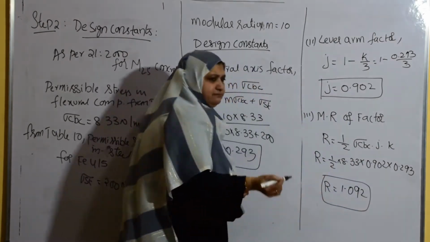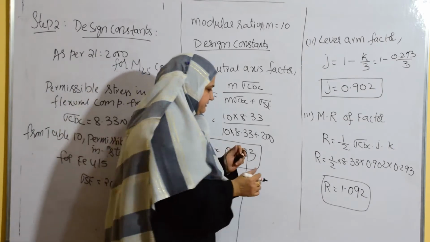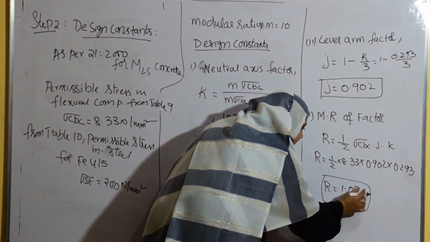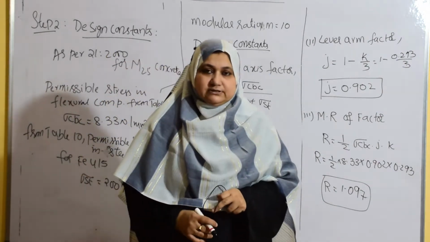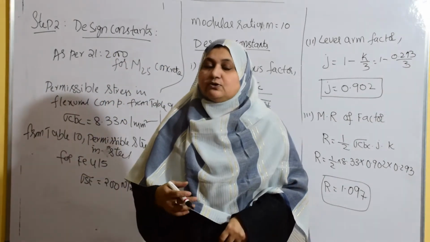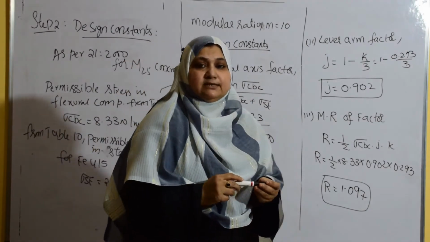You can work out if some difference is coming, whatever you are getting that you can take. It is 1.097. Fine. So in this way we have to calculate the design constant. So this is also one step before moving to the designs. So step 2 is completed.